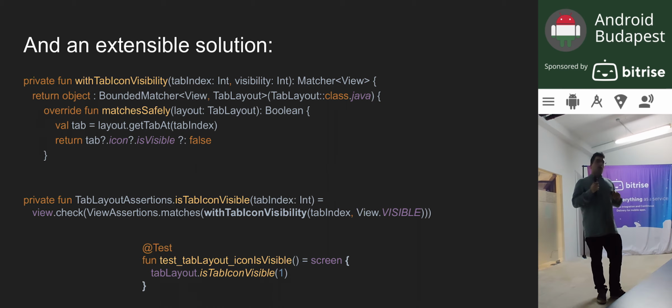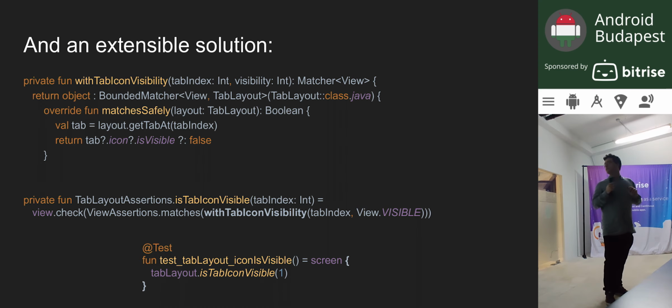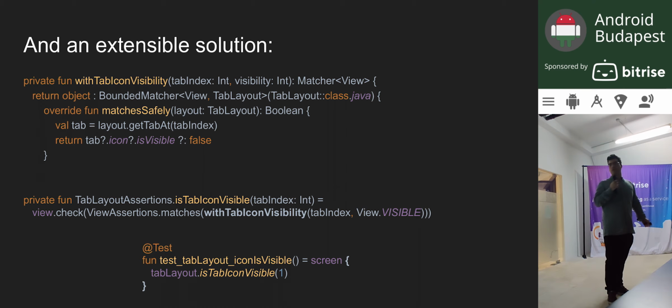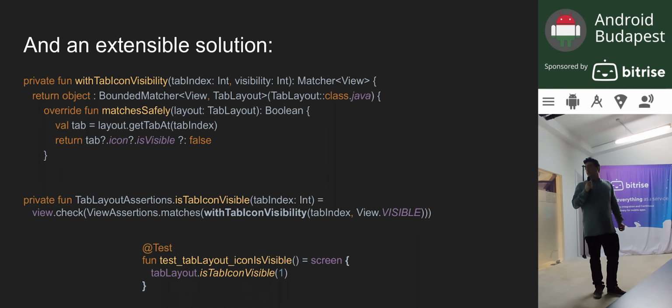write the same custom matchers that we use with Espresso. So in the first part, we write this tab icon visibility method, passing the tab index and the visibility. Then, of course, we override the matchesSafely method, which receives the layout, gets the tab from there based on the index we passed, and does the assertion on that icon. We just want to check whether it's visible or not, and that's all. This is actually the same as in Espresso, so you have to write exactly the same matchers.